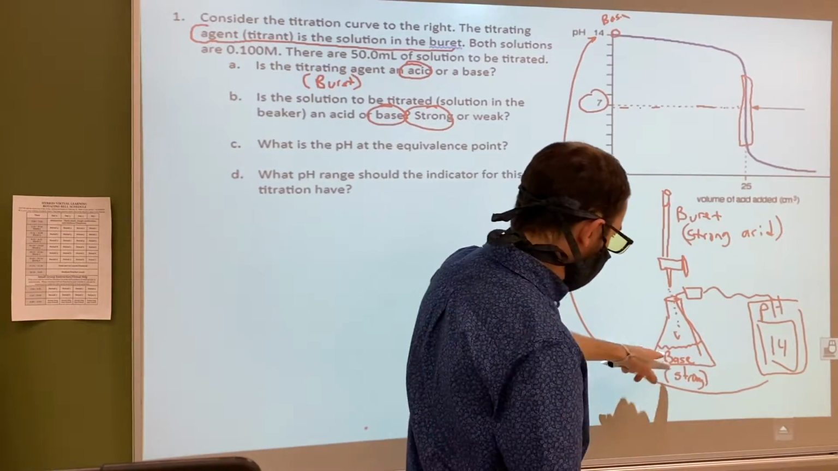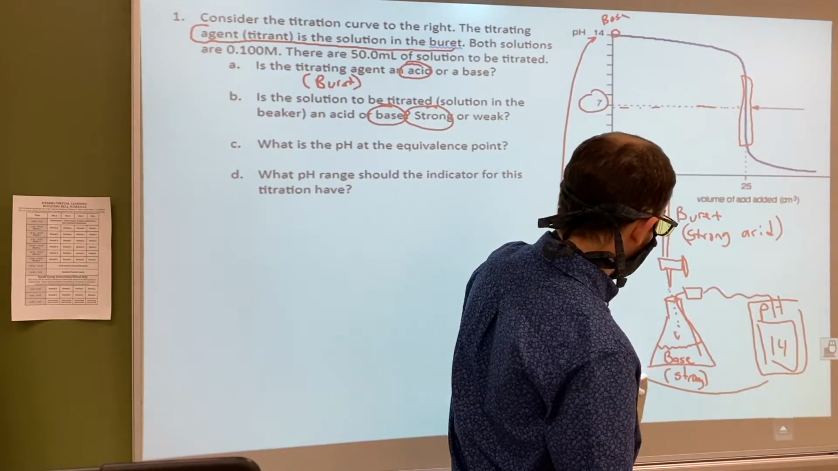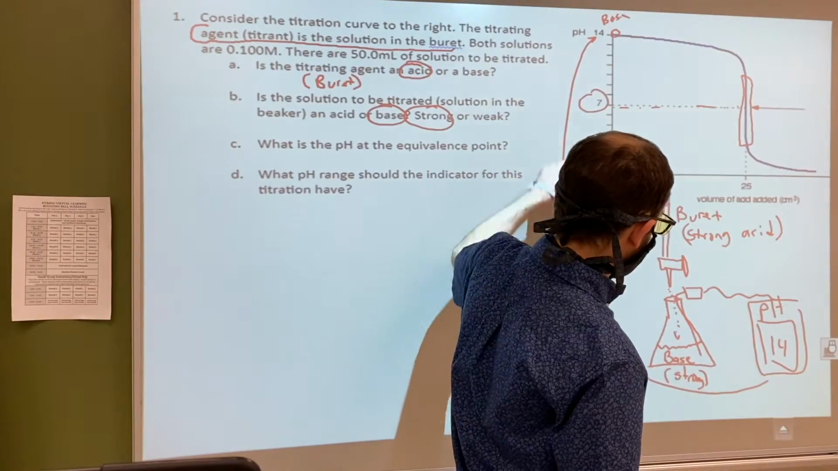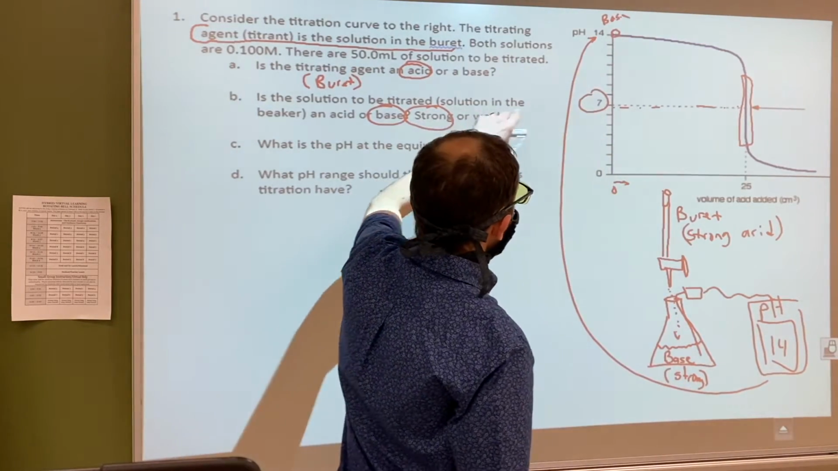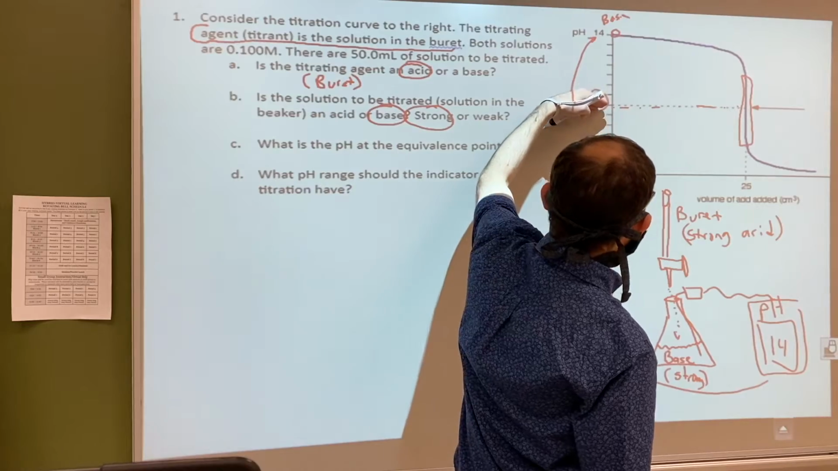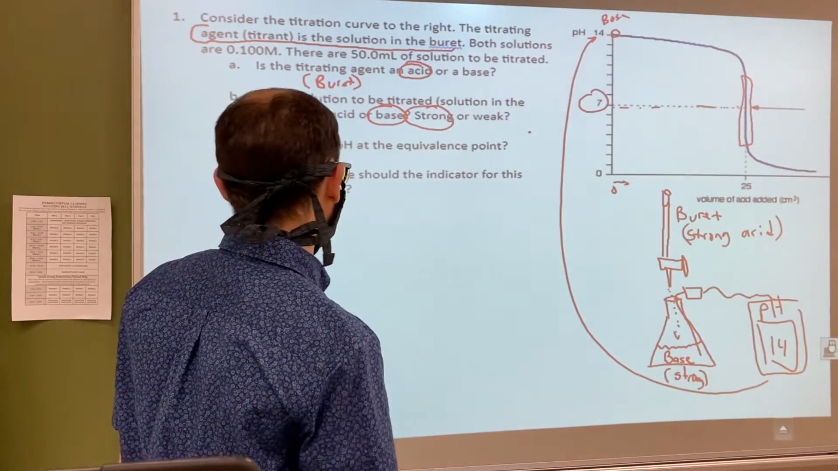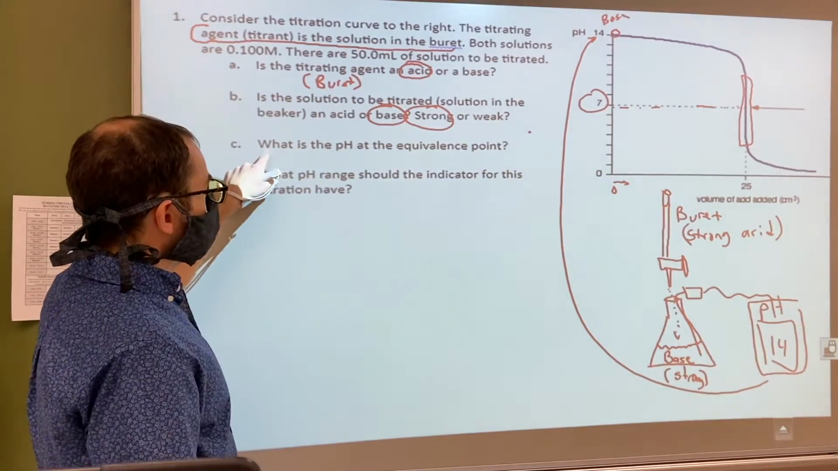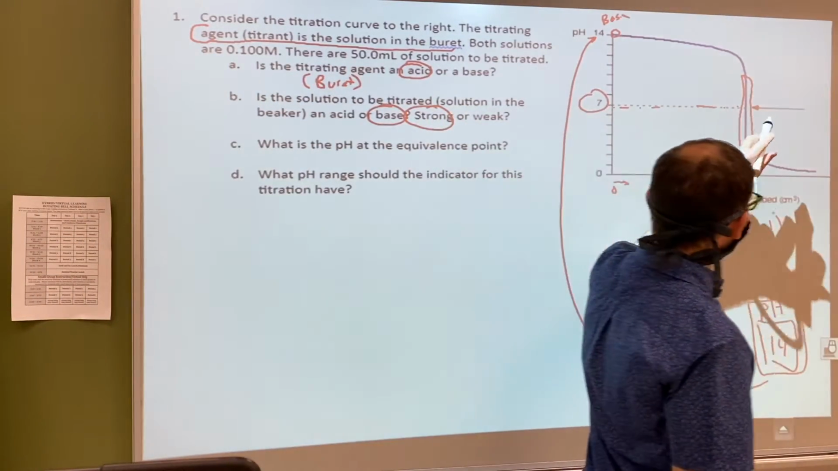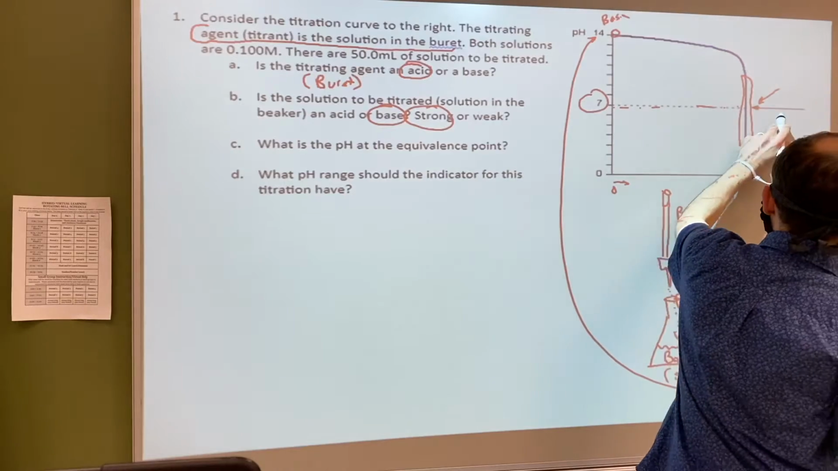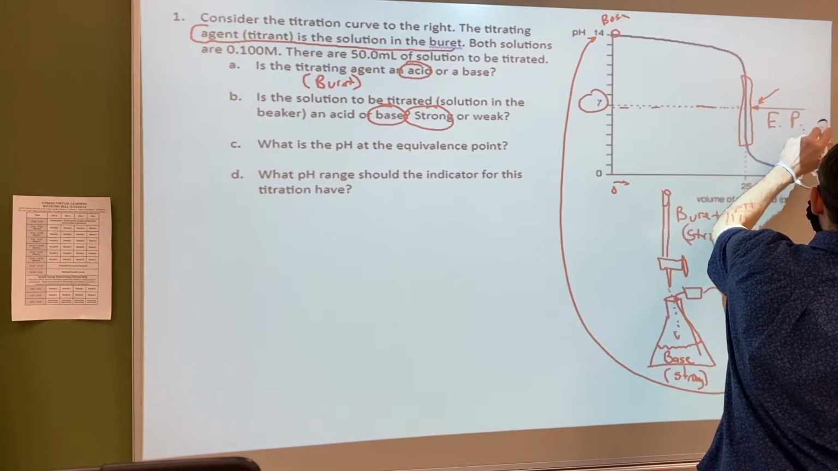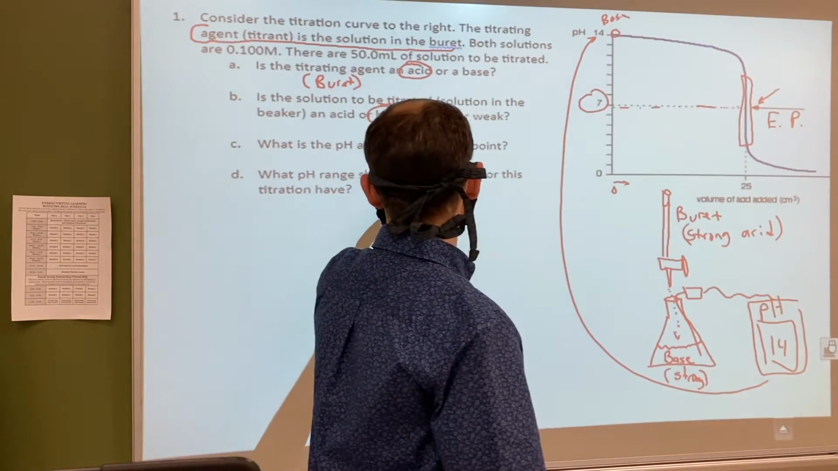How do we know that it's a base? Well, we're starting off with a pH very high. That's how we started off figuring this out. How do we know that it's strong? That it's a 14. It's not only that it's above 7, it's all the way up to like 13 or 14. So that'll be a strong base. What's the pH at the equivalence point? This is our equivalence point. So the pH there is 7.